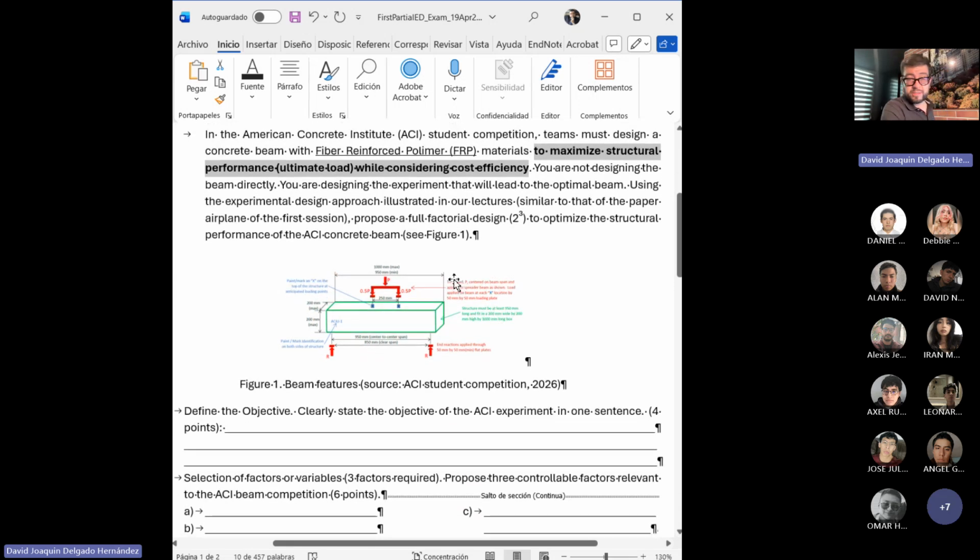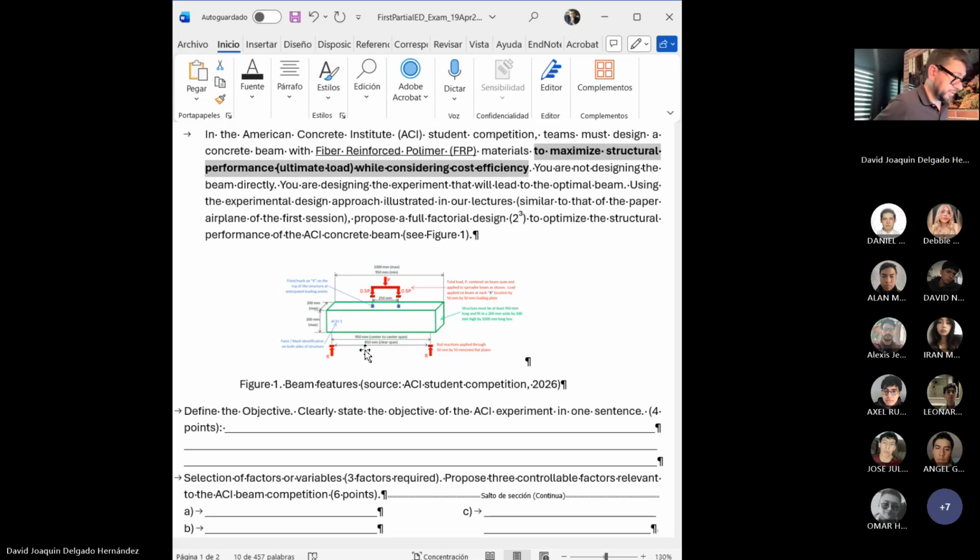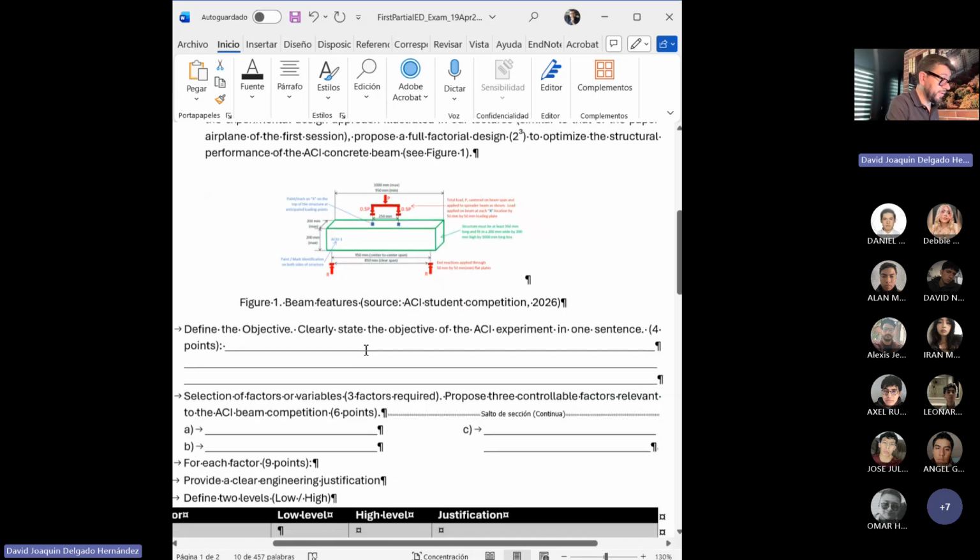See figure 1. So again, as I explained to you in the classroom, you have the beam, and in the competition, they put two loads in this part of the beam, in the upper part of the beam, and then they start loading the beam. So the beam starts to support these loads, okay? The process ends when the beam is broken, okay? So this is the figure.